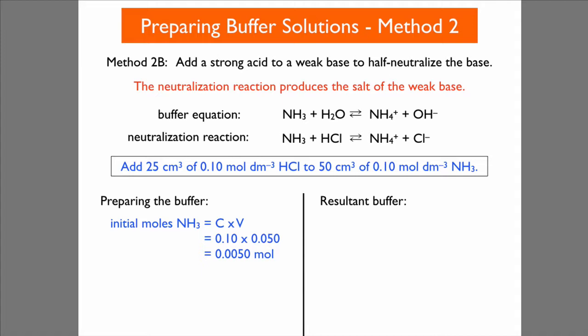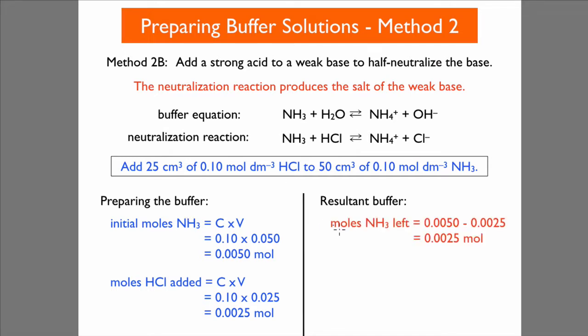The initial moles of ammonia, we use concentration times volume. Just plug them in, make sure you change centimeters cubed to decimeters cubed. So now we know the moles of ammonia. And then the moles of hydrochloric acid added. We've got 0.1 moles per decimeter cubed of 0.025 decimeters cubed. So we've got 0.0025 moles of the strong acid and 0.005 moles of the weak base. You react them together. Half of the NH3 will react, and so half will remain.